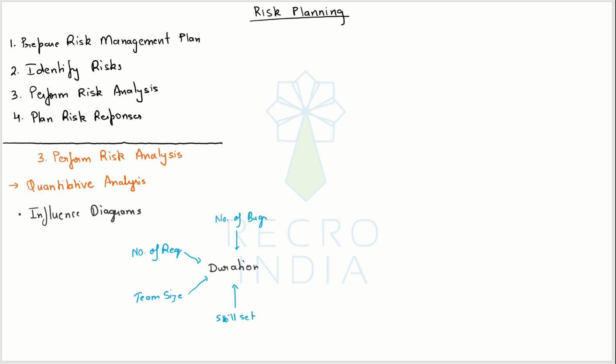However, there are other things that we should be able to also map on this influence diagram. Say, for example, how many requirements are being insourced, how many requirements are being outsourced. This will also have an impact on your project duration. Of course, not only the duration, but how many requirements are being insourced and how many are being outsourced will also determine the team size.